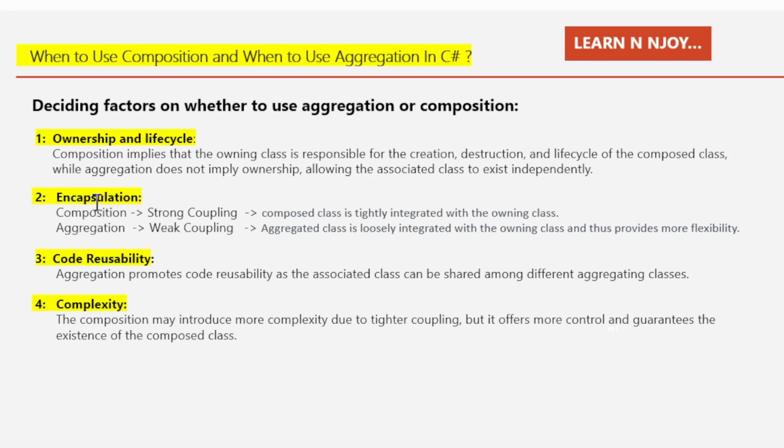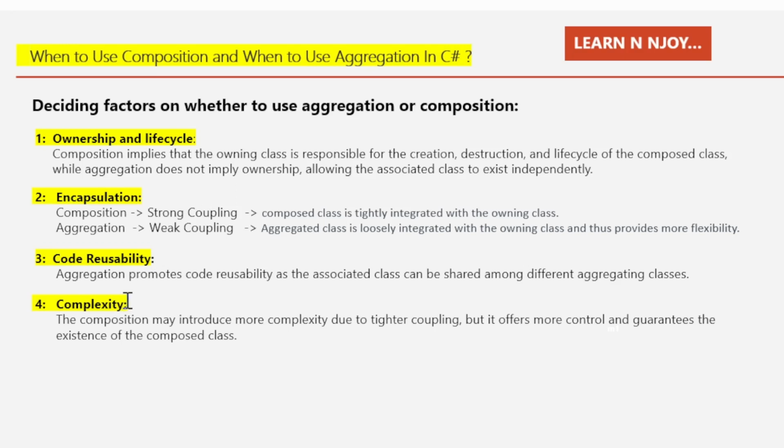Number two, encapsulation. Composition reflects a strong coupling. What it means is the composed class is tightly integrated with the owning class. There is no flexibility. Whereas aggregation provides weak coupling. The aggregated class is loosely integrated with the owning class, thus it provides more flexibility. Number three, code reusability. Aggregation promotes code reusability as the associated class can be shared among different aggregating classes. So whenever we want to achieve code reusability, we can consider aggregation.